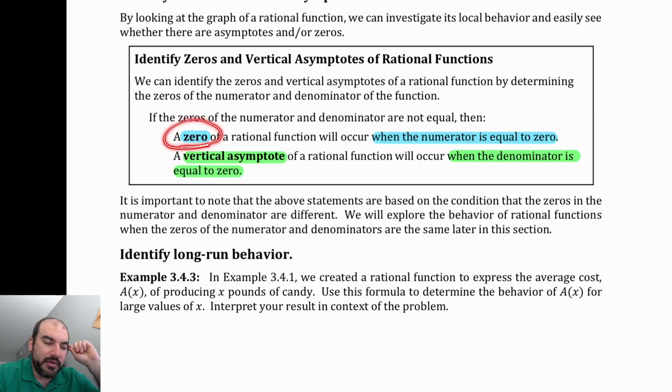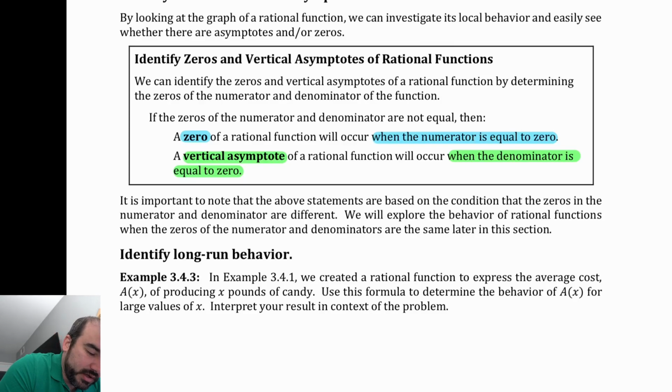Do you remember what zeros are? What are zeros of a function? Anyone remember what we mean by zeros of a function? Are they the x-intercepts? Perfect. They're the x-intercepts. They're when y is equal to 0.